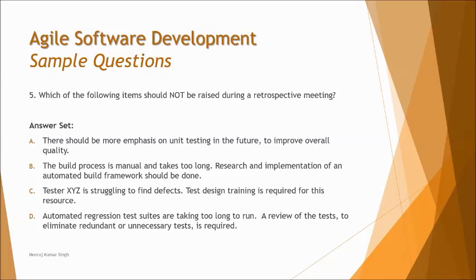The next one is automated regression test suites are taking too long to run. Then a review of the tests to eliminate redundant or unnecessary tests is required. That should again be considered in terms of what we are doing and what we are not doing, so it can be contributed well. So from the total discussion and understanding of the options, the right option is C. So the right answer for this question is C here.